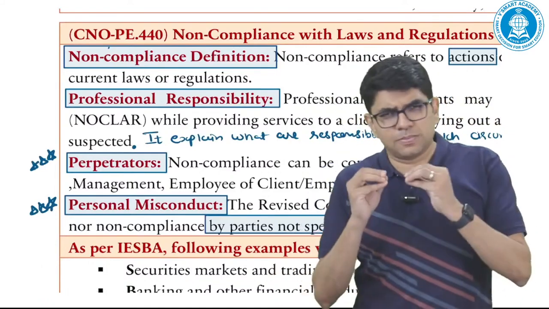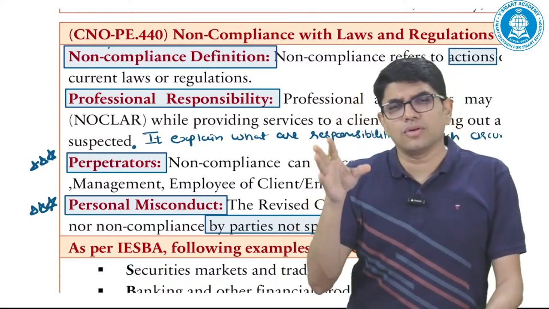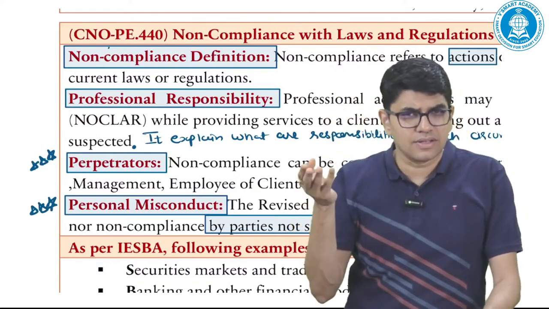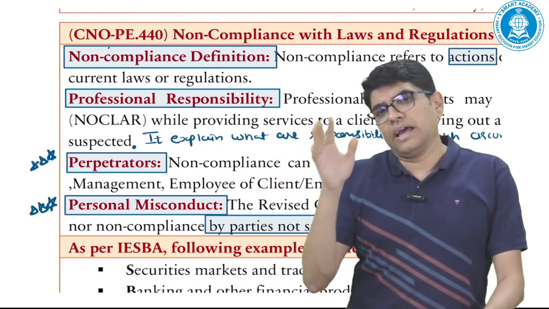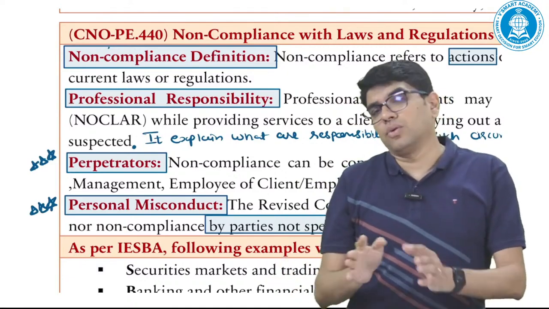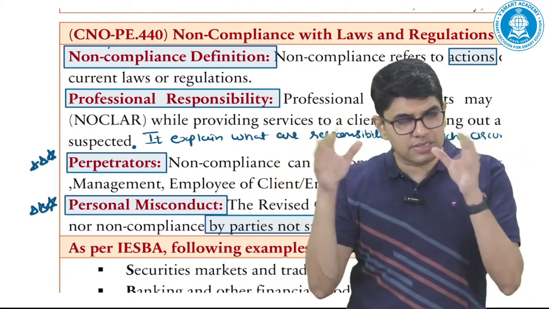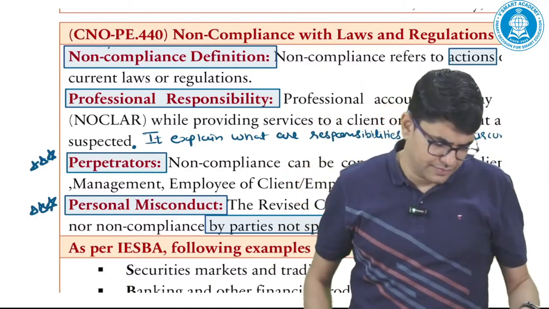So they are explaining what you mean by non-compliance. When you don't follow, when your actions are against, or you are not doing something which is required, that's non-compliance. And it simply gives the responsibility of what to do. Only eight types of perpetrators are covered and personal misconduct is not covered.